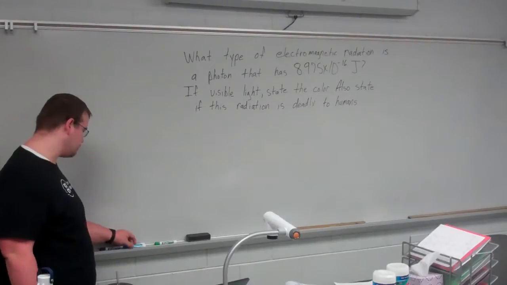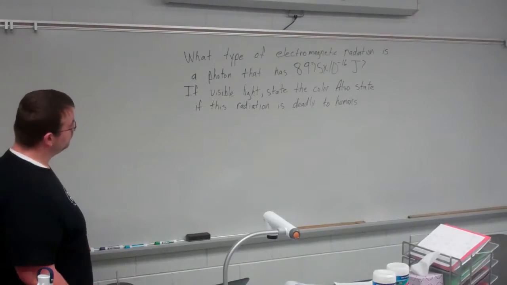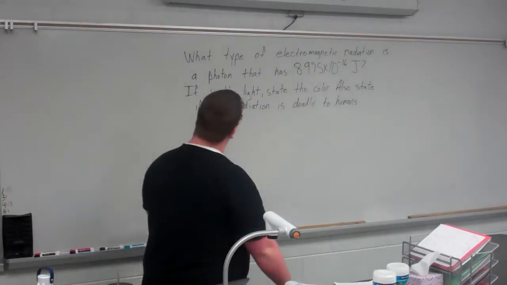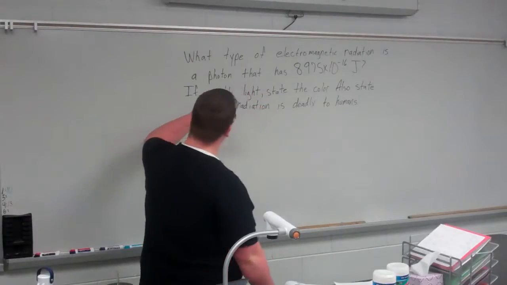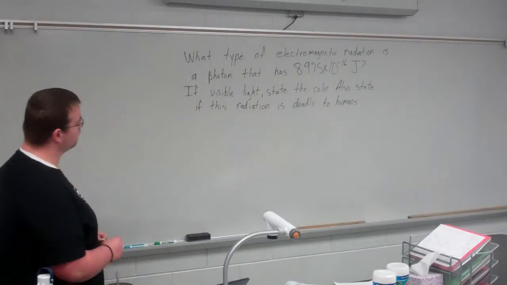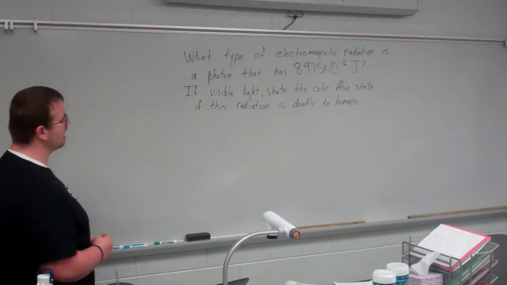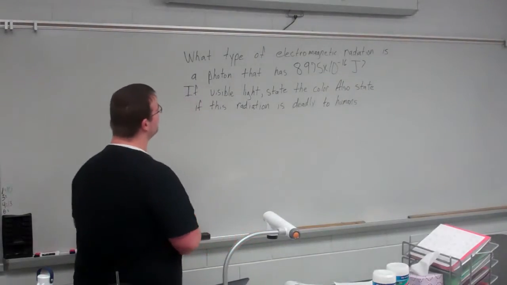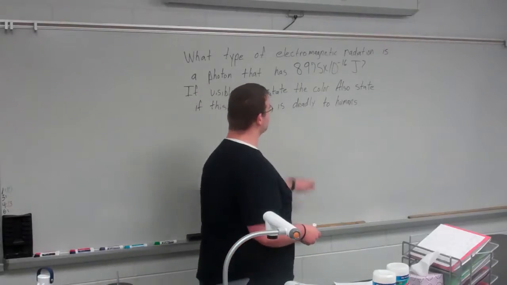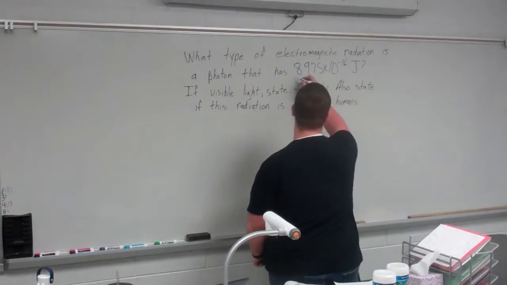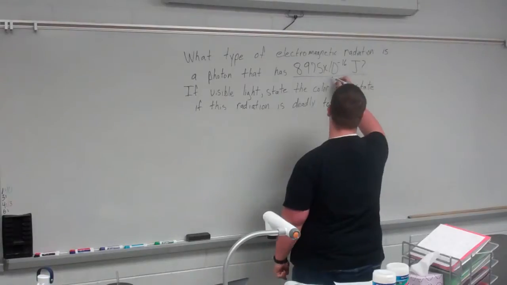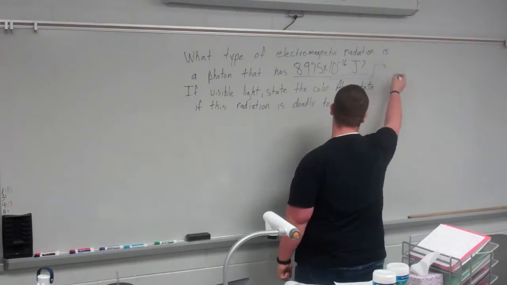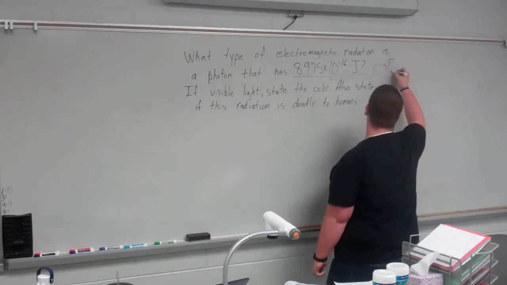So in this, we're going to start off. You need to be able to notice and recognize with this question that's being asked of you, what type of electromagnetic radiation is a photon that has 8.975 times 10 to the negative 16 joules? First thing you need to be able to recognize is, what is this number? Energy.